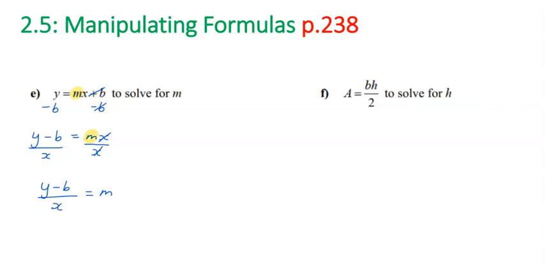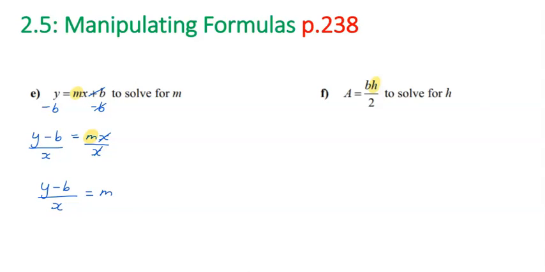For f, we have the area of a triangle, base times height, divided by 2. We want to isolate the h and solve for h. So this is really useful when we know the area and we know the base, but we don't know the height. It's better to manipulate the formula and then substitute what we know. So we need to focus on h.